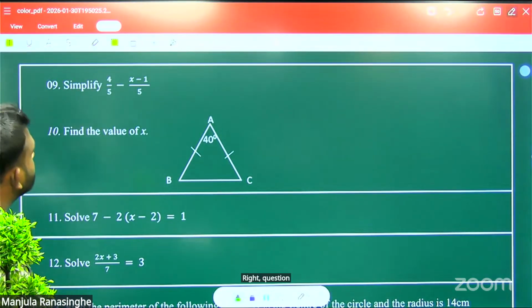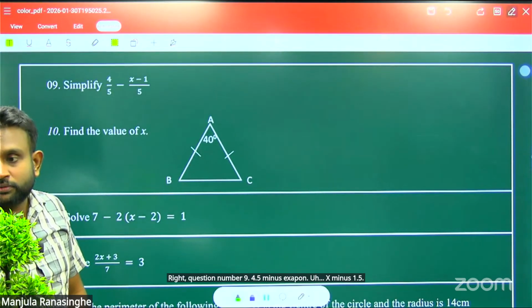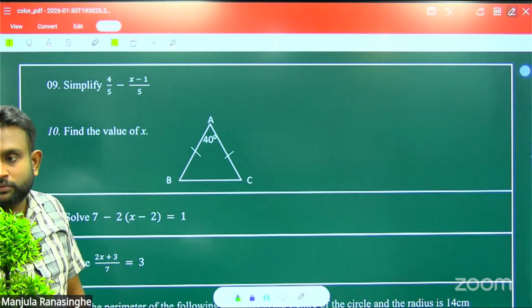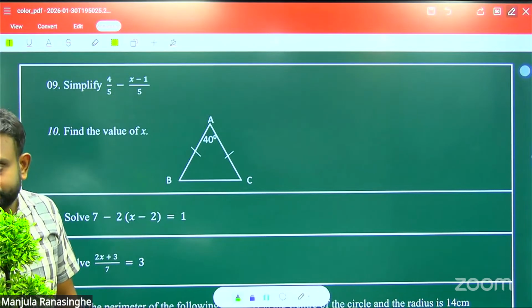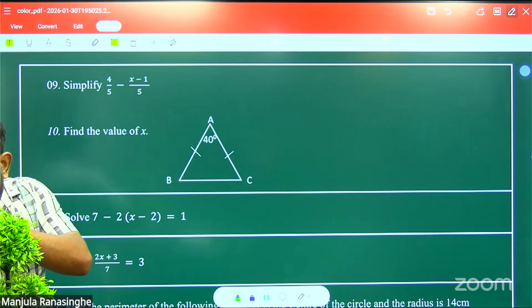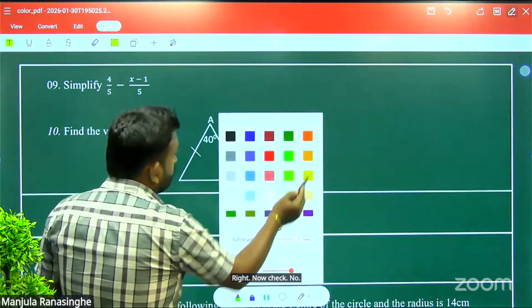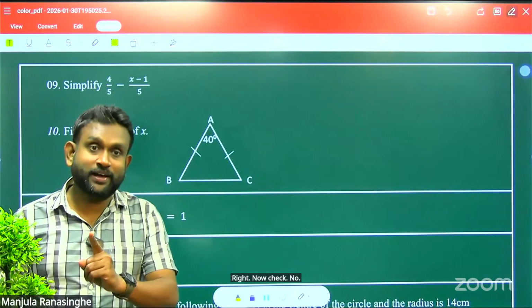Right, question number 9. 4 upon 5 minus x upon 5, minus, x minus 1 upon 5. Right. Now check. This is a part you need to do carefully, right? Many people make mistakes in this part. Watch well. Everyone see to the board.